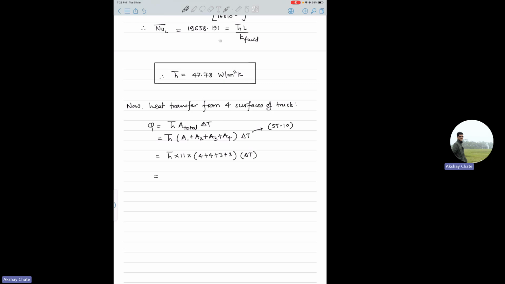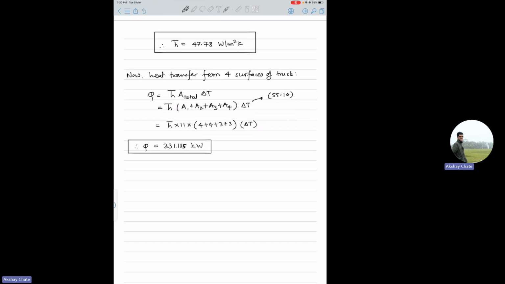So you can just plug in all these values for h bar, area, and delta T. You'll get heat transfer of 331.115 kilowatt. So this is the first part of the question.